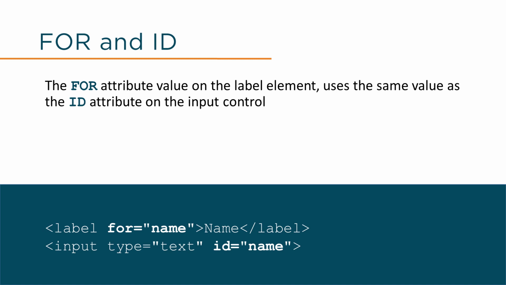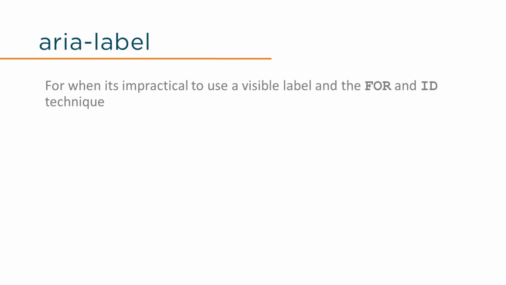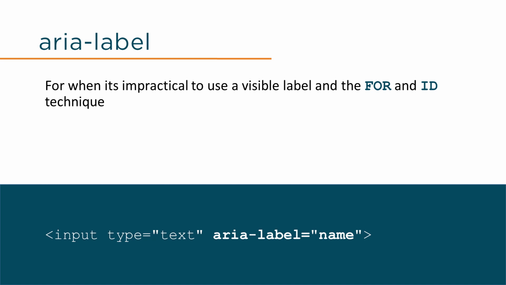There may be times when it's impractical to use a visible label and the for and ID technique. Use aria-label instead. Aria-label is an attribute which is added to the control. When the assistive technology focuses on the control, the aria-label value will be announced audibly.